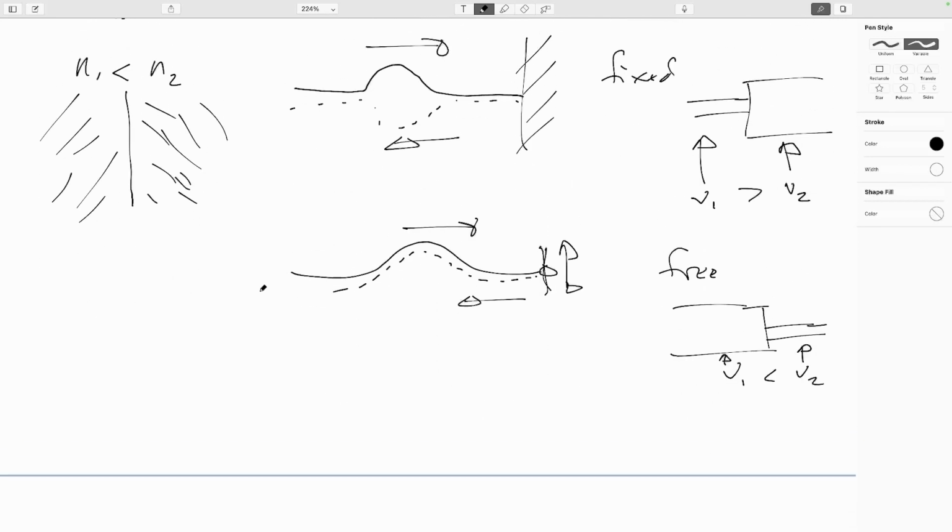Now, just to complete the analogy here, if we go the other way, so if n1 is greater than n2, so the light is traveling slower in this material than it is in this material, what that'll mean is the light that reflects off of the surface, so some will go through, some will reflect, just like over here with the mechanical waves. The light that reflects off of the lower index material and heads back that way will reflect back right side up.